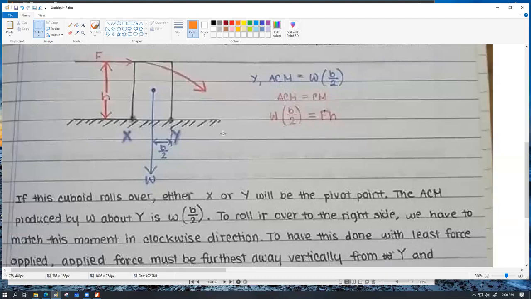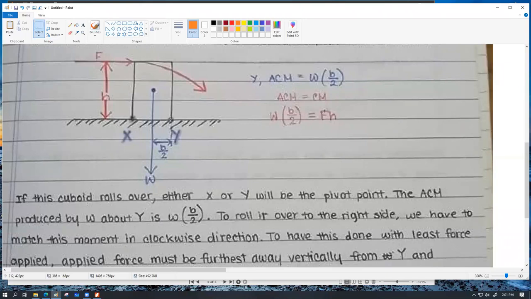Okay. So let's say this is a rectangular piece that we're working with. It's a cuboid piece. I intentionally made it a bit taller so that we could label the height pretty easily. And let's say we want to topple the object over. We want to roll over the object to the right side. Now, the first thing that I want you to understand: for this object to topple over or roll over, it has to use this base point as its pivot.